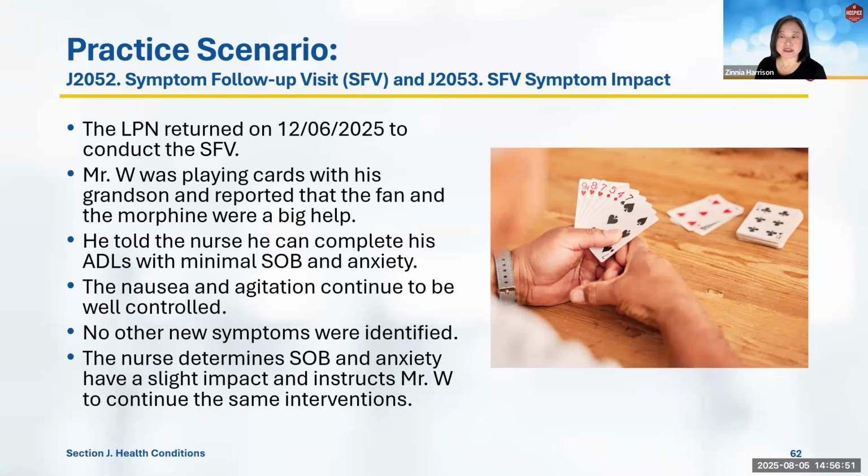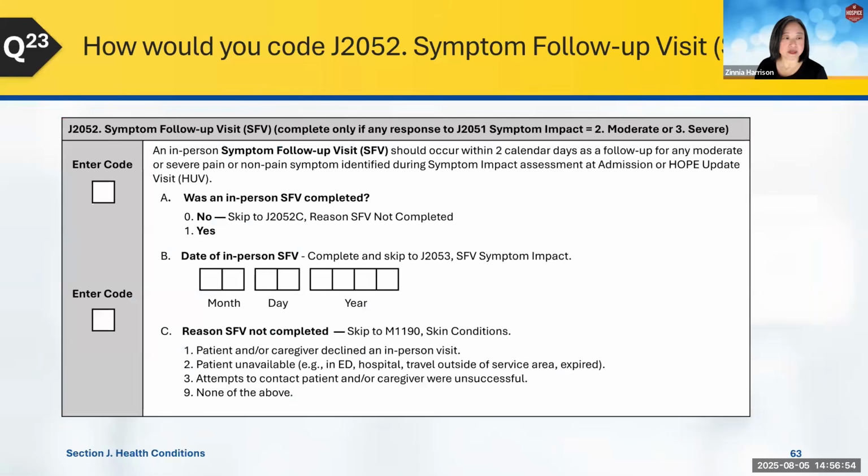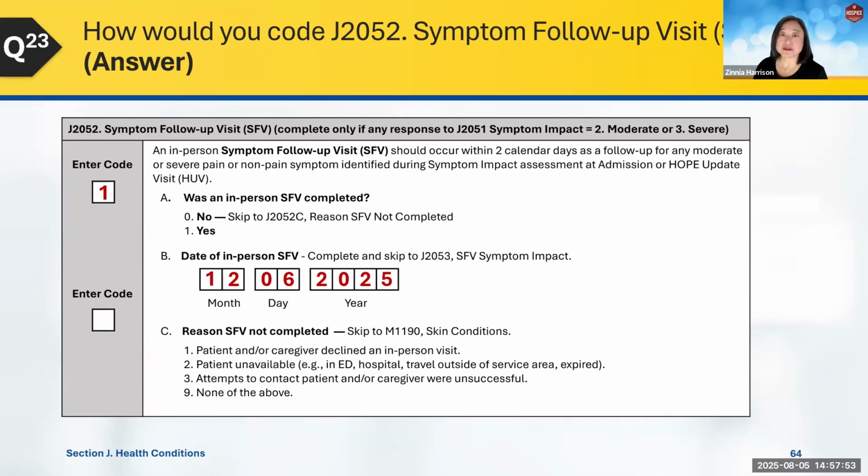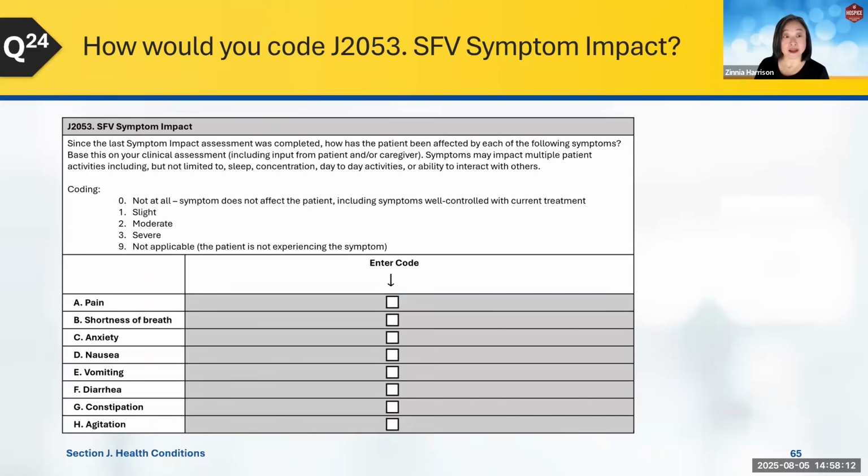So how would you code a symptom follow-up visit item for this scenario? So was an in-person SFV completed? If so, then what was the date? If it wasn't completed, what was the reason? Okay, so the nurse returned the next day, which was December 6th, to follow up on the shortness of breath and anxiety. And then following the skip pattern, the nurse skips part C and moves to the SFV. So there is a skip pattern there. Okay, let's look at the next slide and question.